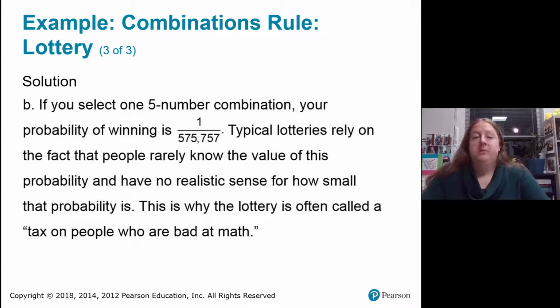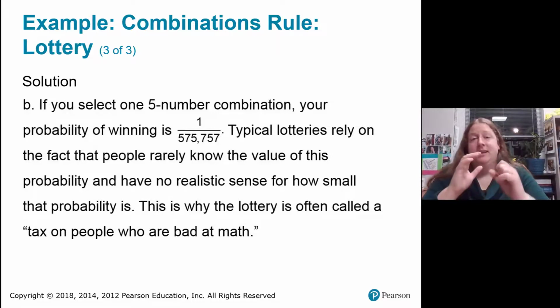So for part B, we're looking at the probability of winning if we buy just a single ticket. Well, that's 1 out of 575,757, right? So this probability, you're very unlikely to win the lottery if you buy a single ticket, right? So yeah, that's the idea here.